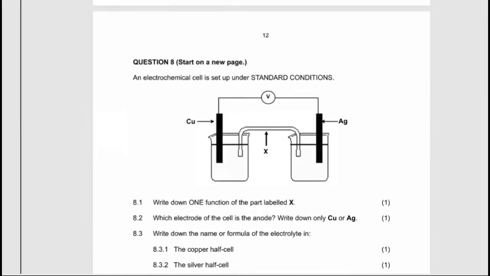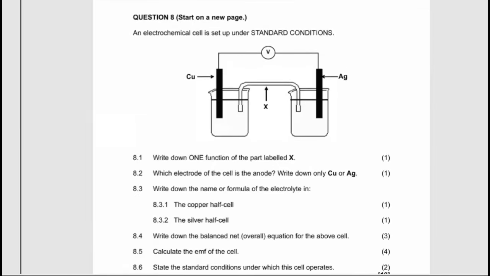Then we proceed to question 8. An electrochemical cell is set up under standard conditions. Write one function of part X. Part X, we know, is a salt bridge. If it's a salt bridge, then the functions are, number one, it completes the circuit.